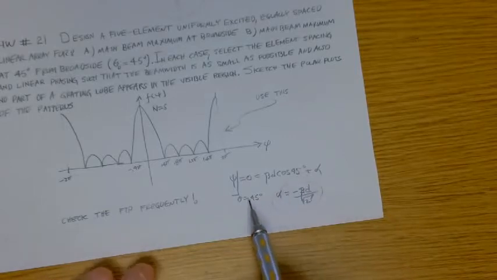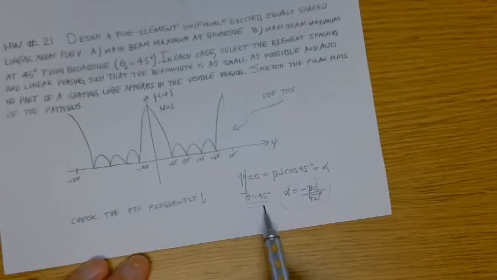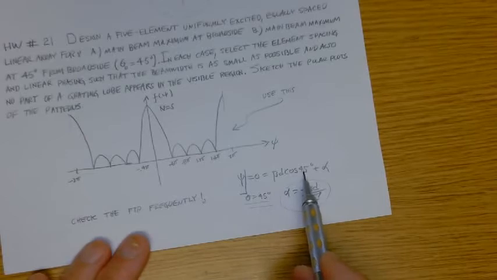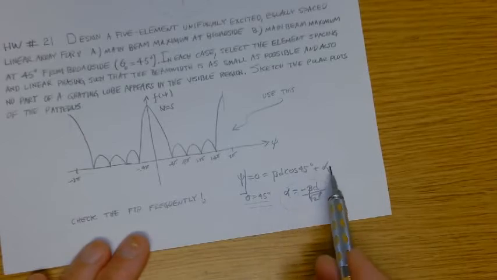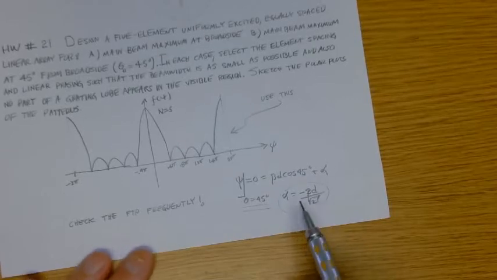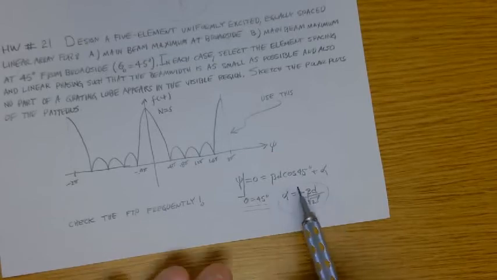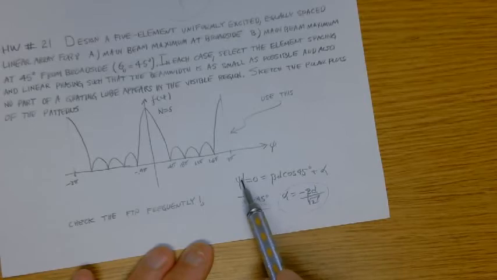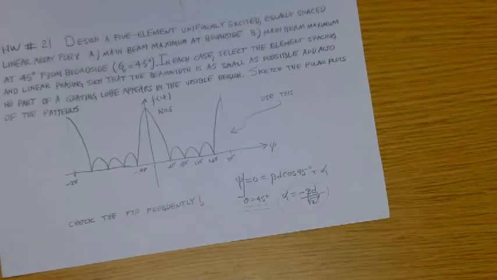Since I wanted my main beam max to be in the theta equals 45 degree direction, I knew that psi had to be 0 when I put in theta equals 45 degrees. I accomplished that by solving this equation for alpha when theta is 45, and that told me that alpha needed to be minus beta d over the square root of 2. So if you plug this in and put in theta equals 45, psi will indeed be 0 in that direction. So that's going to be a main beam max.